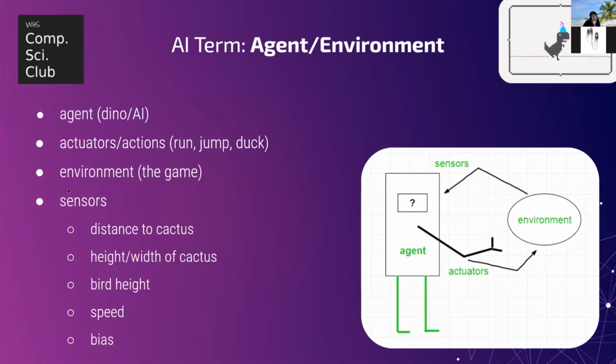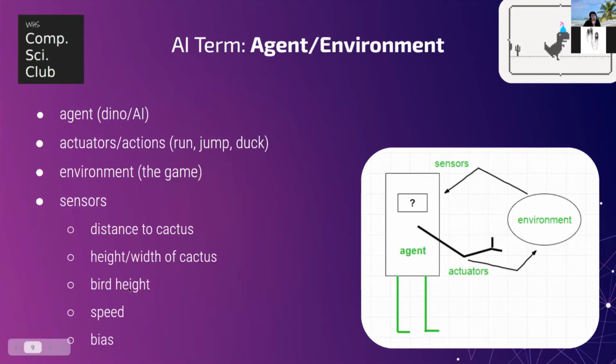And then lastly, the environment. That's the game, right? Whenever we say the environment, we're talking about the surroundings. And so how this loop works is you have your agent. Your agent picks some actuators or actions, right? And these actuators and actions get inputted into the environment, right? So I press the space bar, I tell my Dino to jump. The environment updates, right? I jump over the cactus, whatever, it updates, and it sends me back some sensors. And the sensors are the distance to the cactus, the height slash width of the cactus, the bird height, the speed, and the bias. We'll get to the bias later. We'll explain what that is.